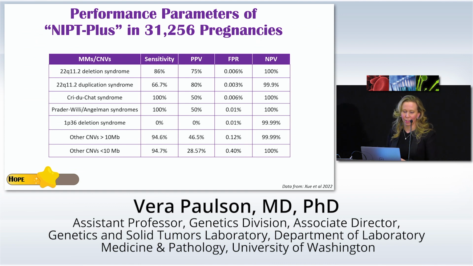So here, 86% sensitivity, this doesn't look as great, but it's 1 missed case. 66%, this was 2 missed cases. And then over here, when they were looking at all the CNVs, they had 30 to 40 different CNVs they were looking at. And again, that false positive rate, can you imagine 0.5% having a false positive on a screening test? That's like going back to the original days of quad screening, right? Like that's problematic.